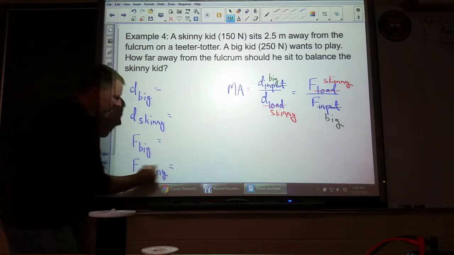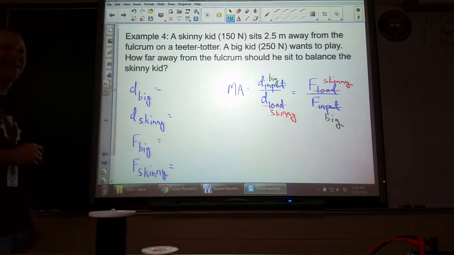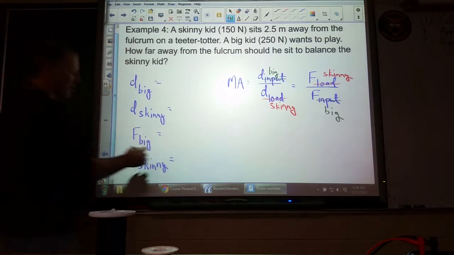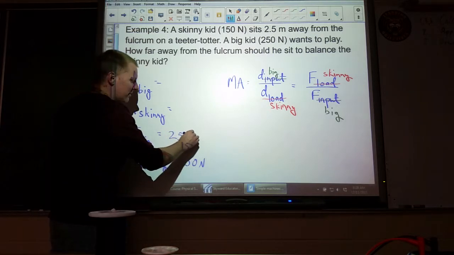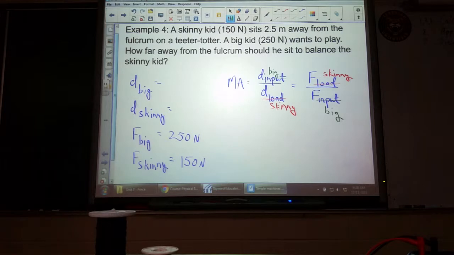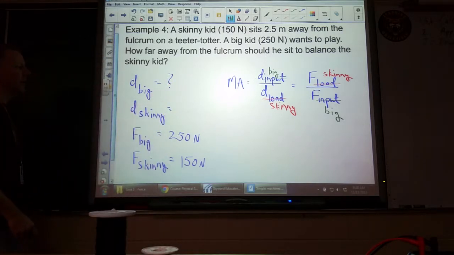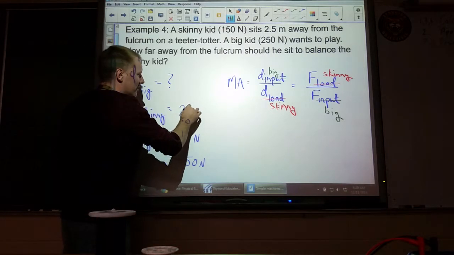Okay, and what do we know from the problem? Which one's which? The newtons would be the F. Okay, those are the forces, right. So skinny kid is 150 newtons in weight. Big kid is 250 newtons in weight. Which one are we trying to find? The D big. D big, the distance the big kid would be there. Okay, and so D skinny, that's how far the skinny kid is sitting, and that is 2.5 meters.